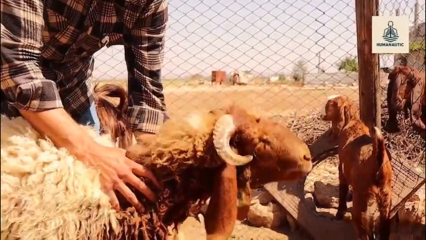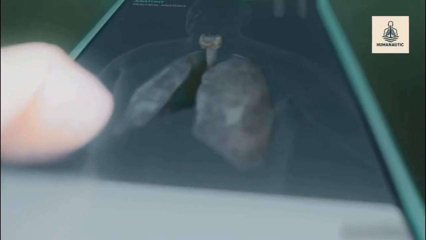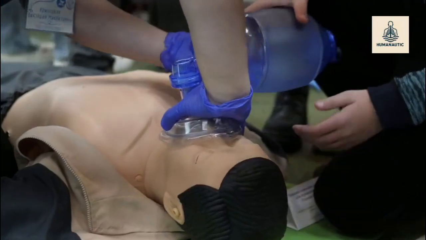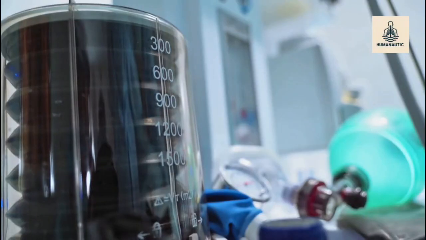Step 4. Stabilizing the trachea. A tracheal hook is used to stabilize the trachea and prevent movement during the incision. This ensures greater accuracy when entering the airway.